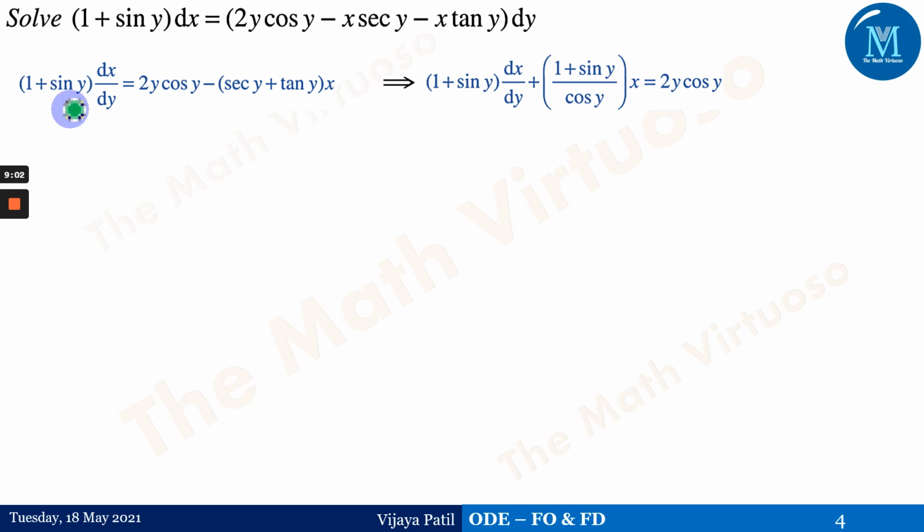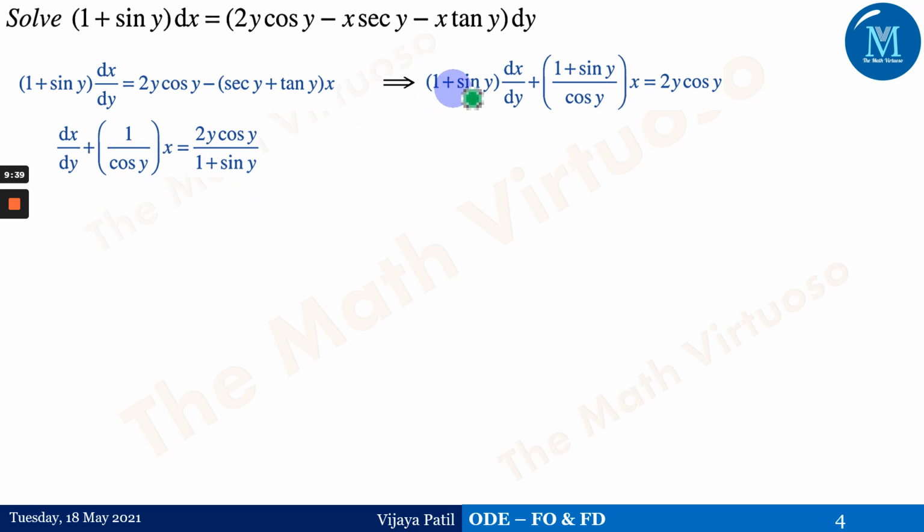Okay, fine. So it's (1 plus sin y) dx upon dy equals 2y cos y minus this. So this can be expressed as (1 plus sin y) dx upon dy plus (1 plus sin y) upon cos y. From where have we got that? We have just replaced sec y and tan y in terms of sine and cos. So sec is 1 upon cos, tan is sine upon cos. We took the LCM and got (1 plus sin y) upon cos y. It's just simple trigonometry, right? And this equals 2y cos y.